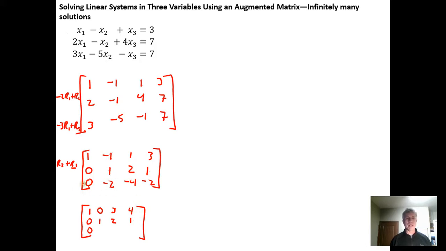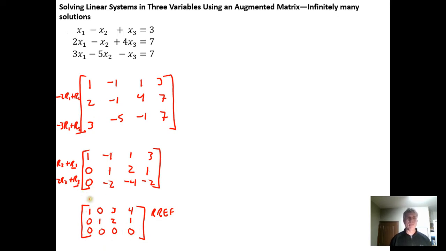And now we need to modify our row 3 so that we have a 0 in this position right here. So it looks like we'll need to do 2 times row 2 plus row 3, and then replace row 3 with the result. So 2 times 1 is 2 plus -2 is 0. 2 times 2 is 4 plus -4 is 0. And we have 2 times 1 is 2 plus -2 is 0. And what we see is that row 3 is zeroed out. So we're currently in reduced row echelon form because each row that has a non-zero entry has a leading 1, and our row with all zeros has been moved down to the bottom.